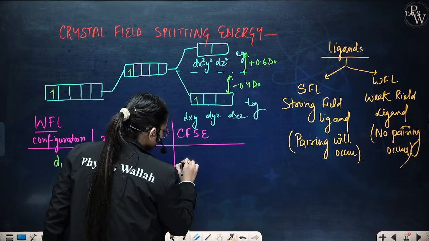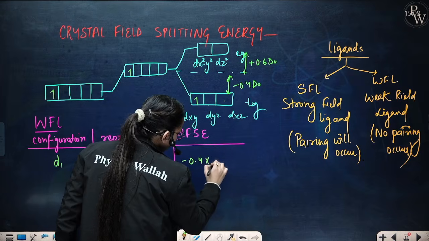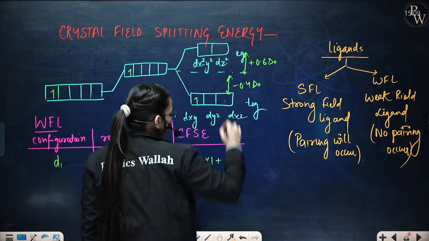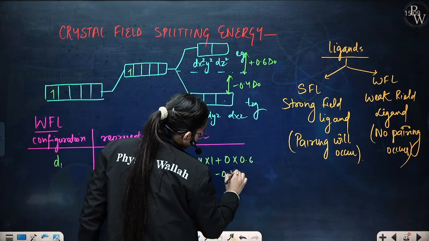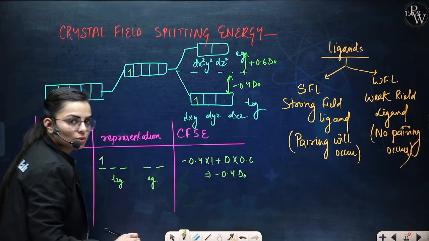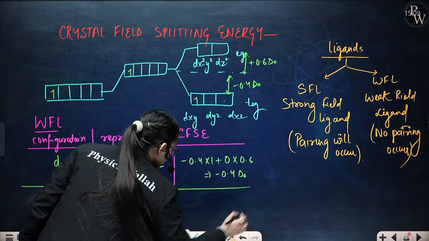How many electrons? 1. So it is minus 0.4 into 1 plus... Is there an electron over here? No. So 0 into positive 0.6. What will be the value? Minus 0.4 delta naught. Is it clear to you? Okay. Now for the next one.